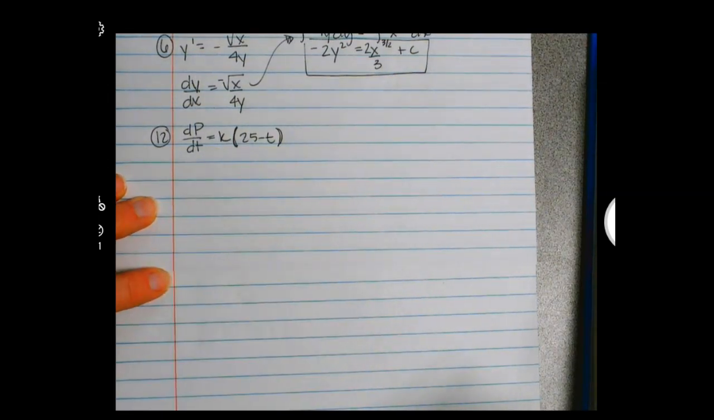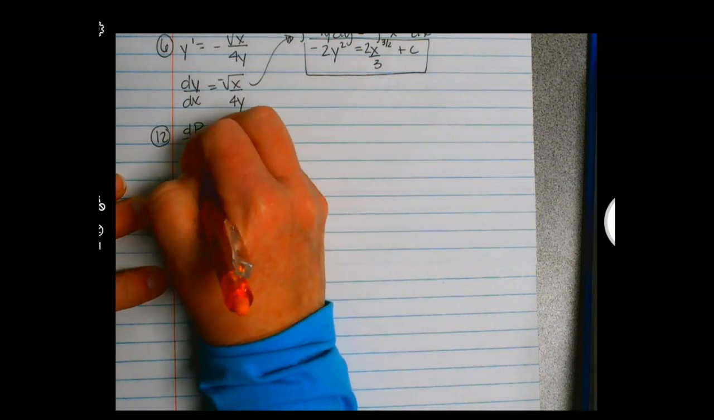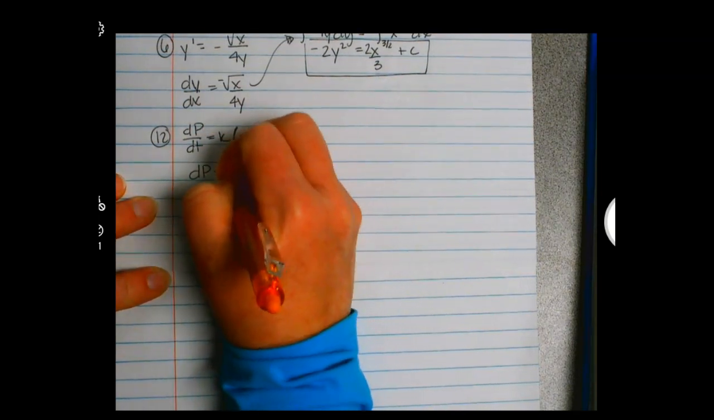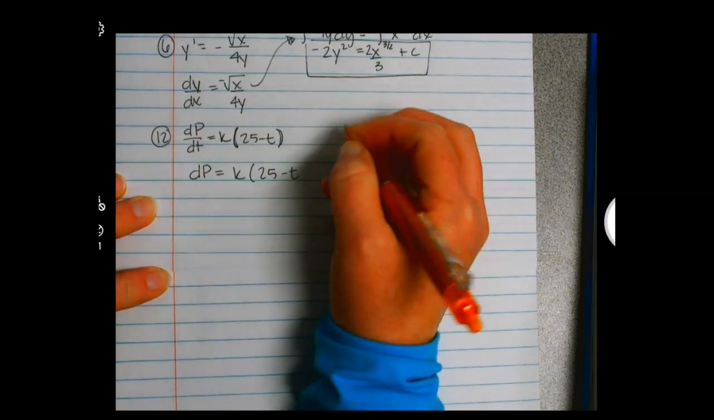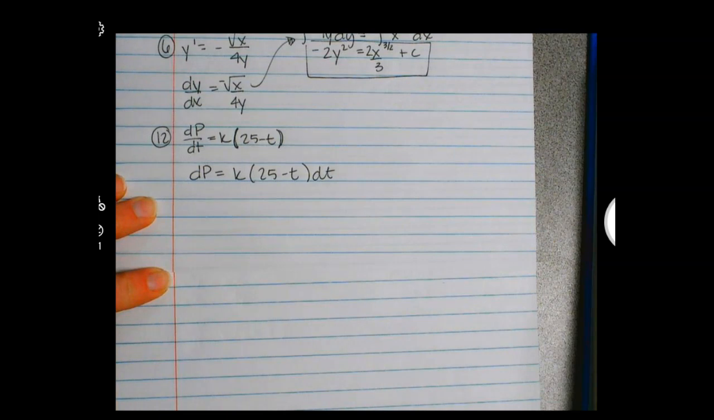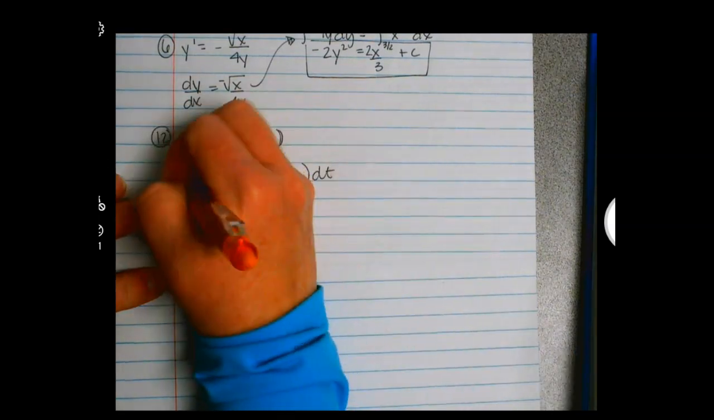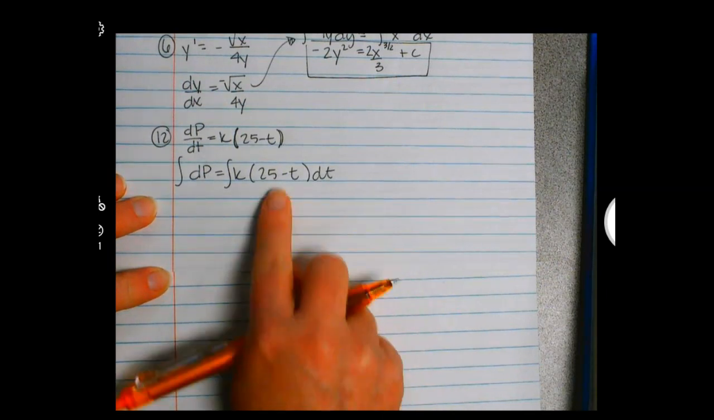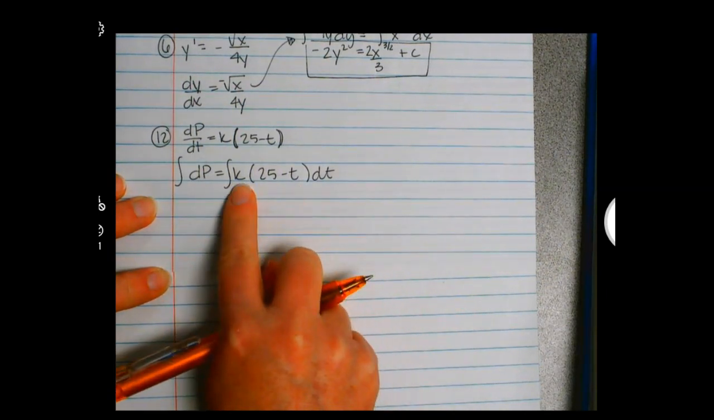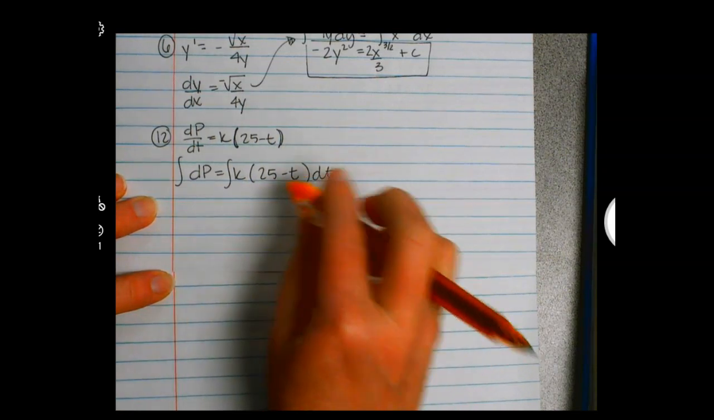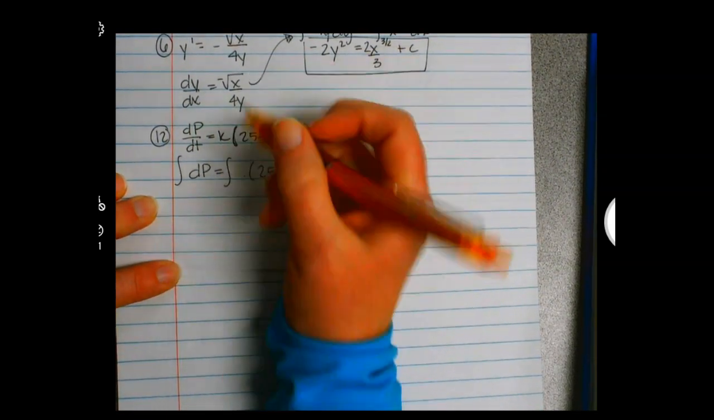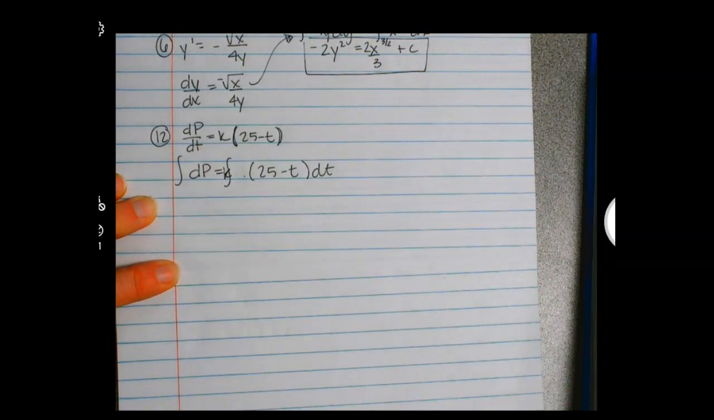Now I need to have P's on one side, t's on the other. K is just k, so it can be on either side, but I'm not going to move it. So I'm going to have dP equals k(25 minus t) dt. This becomes a u substitution problem because I've got these things multiplied. This is just a constant. I can totally take that to the front if I want. I don't know what it is, but it's just a number.